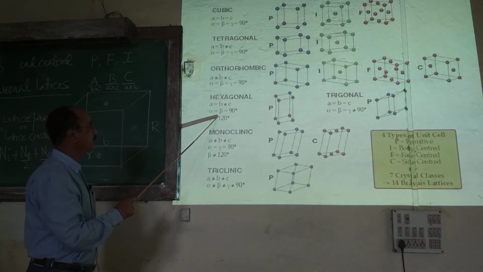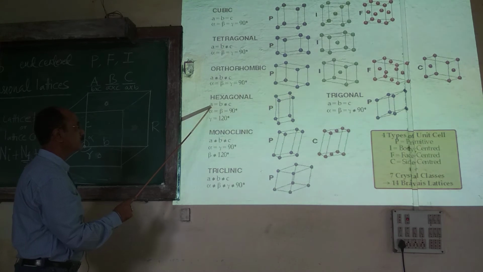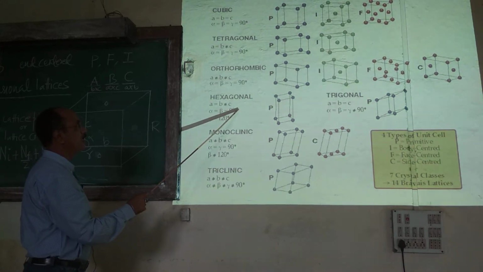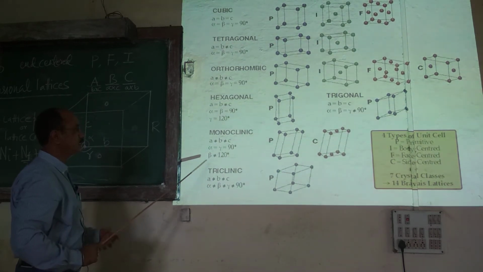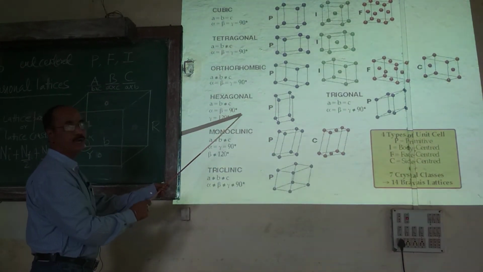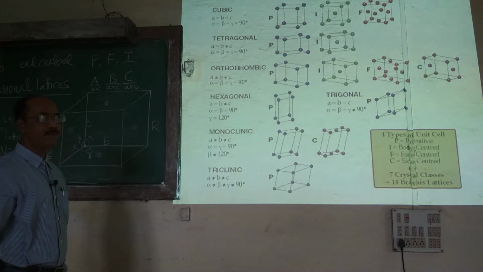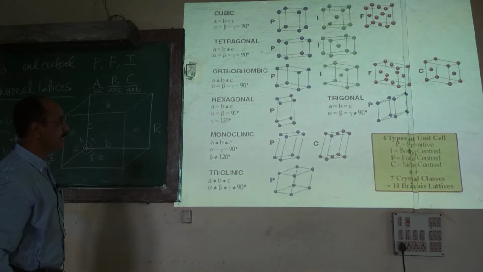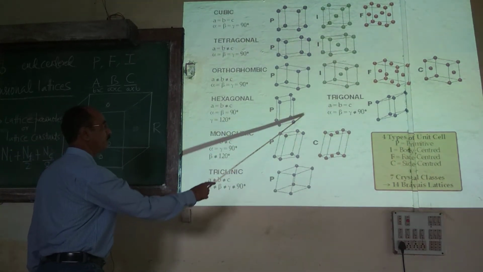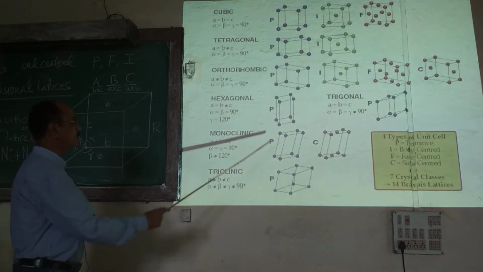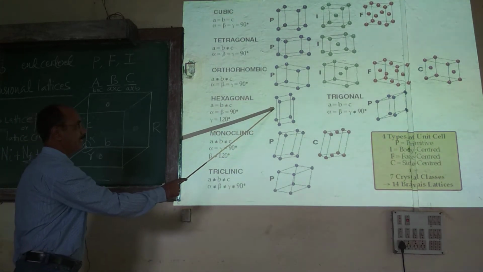That is hexagonal. In hexagonal, it is defined by A is equal to B, B is not equal to C, but alpha, beta is equal to 90 degrees, gamma is equal to 120 degrees. It has got only one Bravais lattice, simple hexagonal.